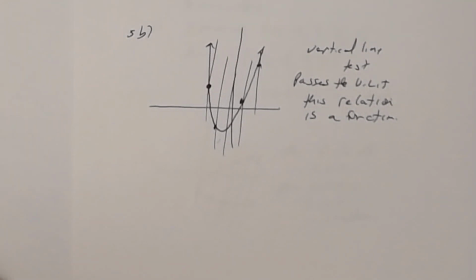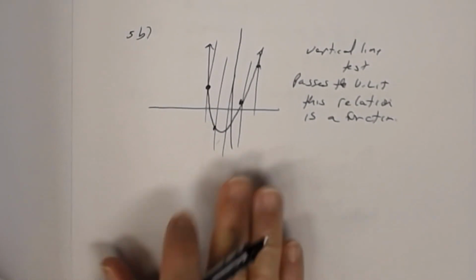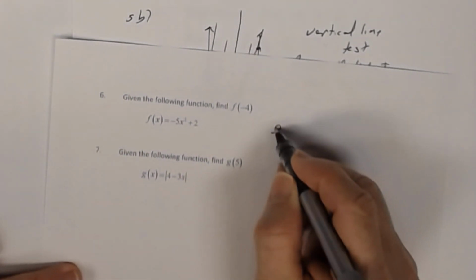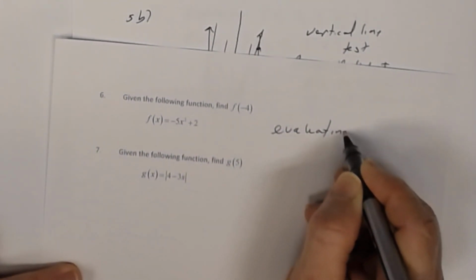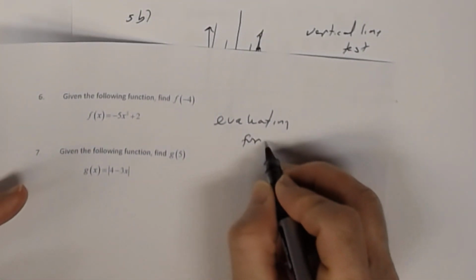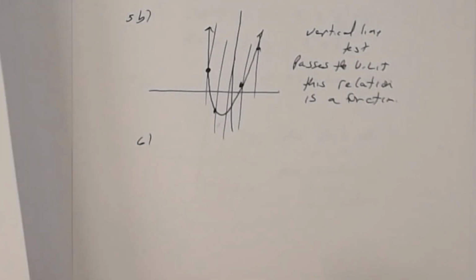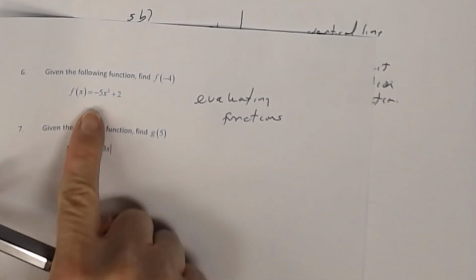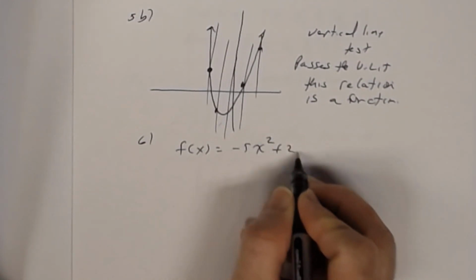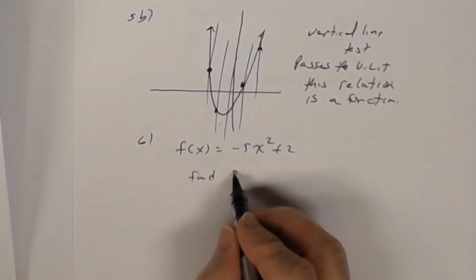All right. Now, the other thing that you learned when studying those lessons was the idea of evaluating functions. So when evaluating functions, for example, let's look at number 6. In number 6, you're given this function f of x is negative 5x squared plus 2, and you want to find f of negative 4.